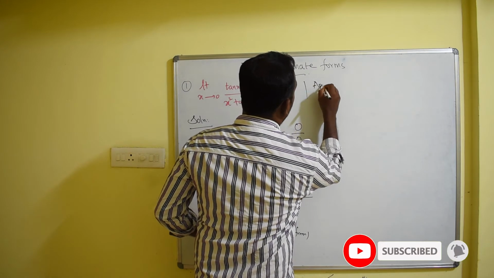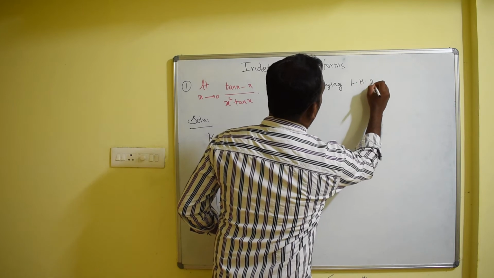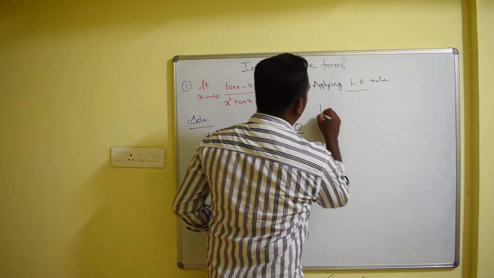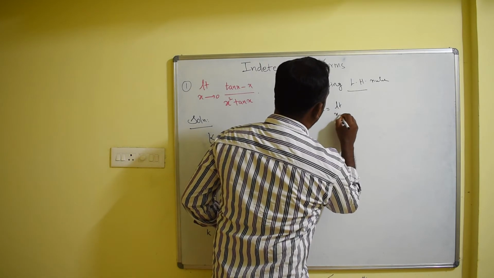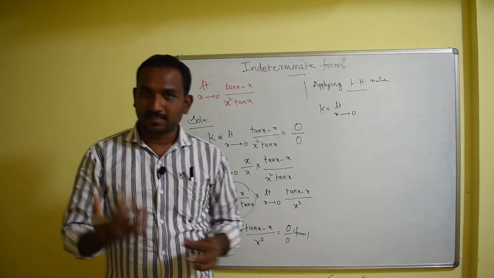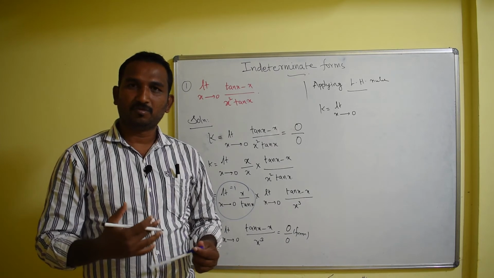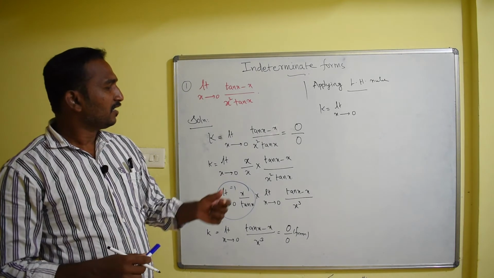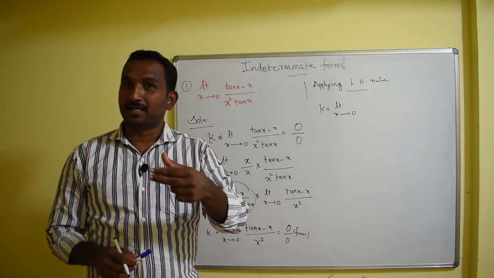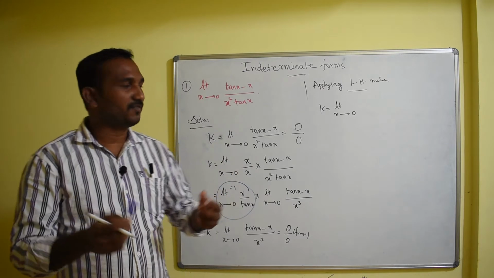Now applying L'Hospital rule, then what happens? That will give k is equal to limit x tends to 0. What L'Hospital rule says is that if we have a fractional form like a by b or 0 by 0 or infinity by infinity, 0 by infinity, anything, right? Then we can differentiate the numerator and denominator independently, numerator and denominator separately, we can do the differentiation.